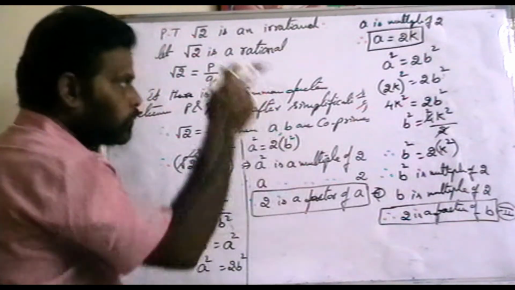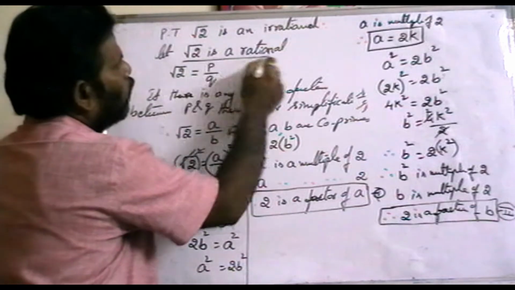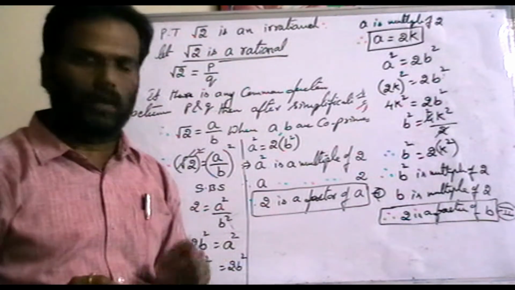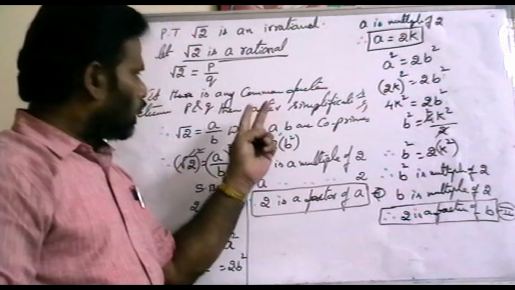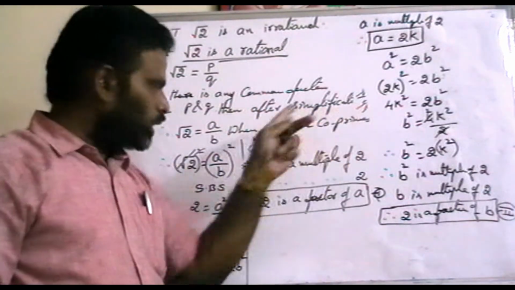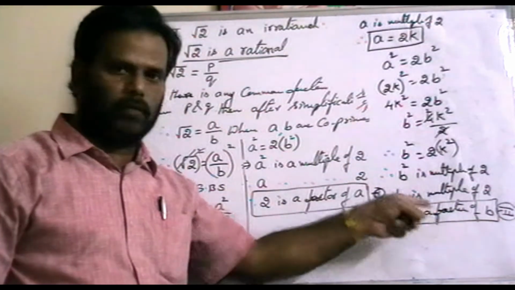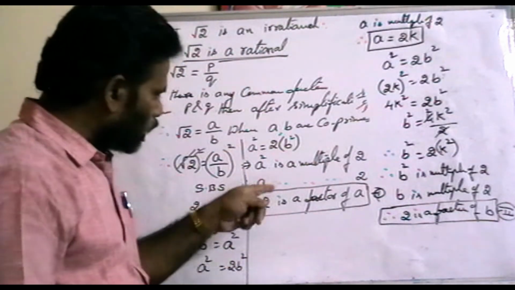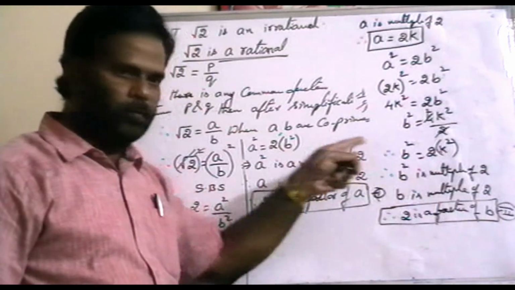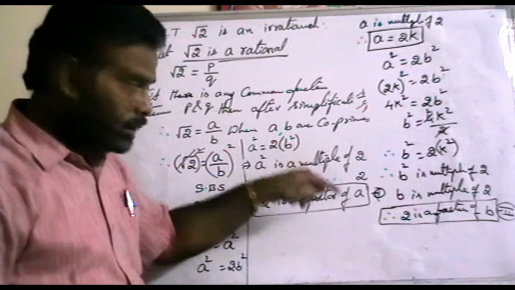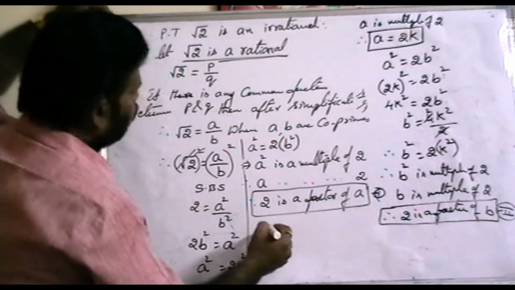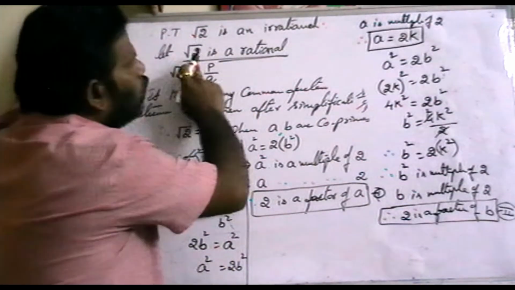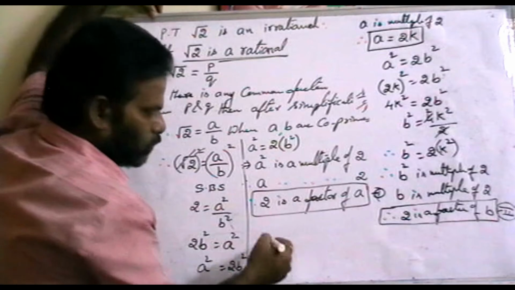Therefore, what is our assumption? Root 2 is a rational. That assumption is false. Why? Because a and b are co-primes means there is no common factor, but here we got 2 is a common factor of a and b. Therefore, our assumption is false. Our assumption that root 2 is a rational is a false statement.